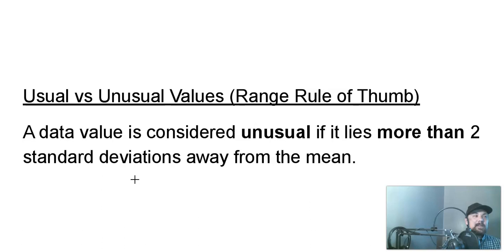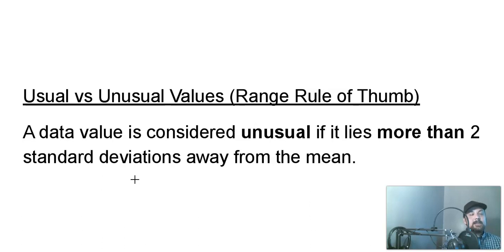So we have to have some rule of thumb to use, and this is called the range rule of thumb. It's a consistent way of knowing when a data value should be considered unusual or not. We don't want to be arbitrary or inconsistent, and we don't want to base it off of gut instinct. We want a rigorous, consistent way of judging when we should call a value unusual. That's what the range rule of thumb is: if it's more than 2 standard deviations away.